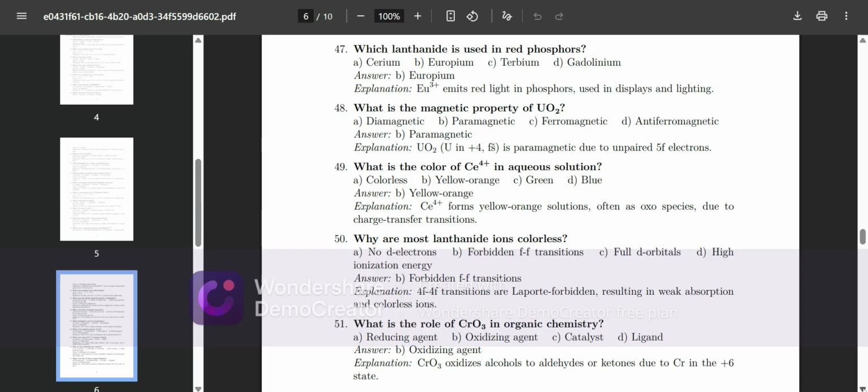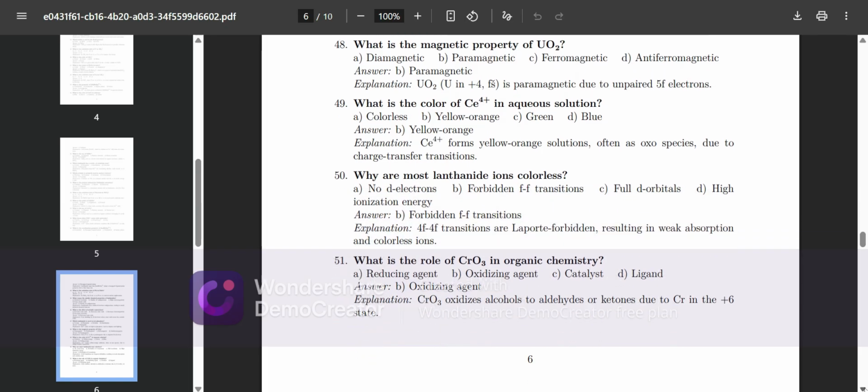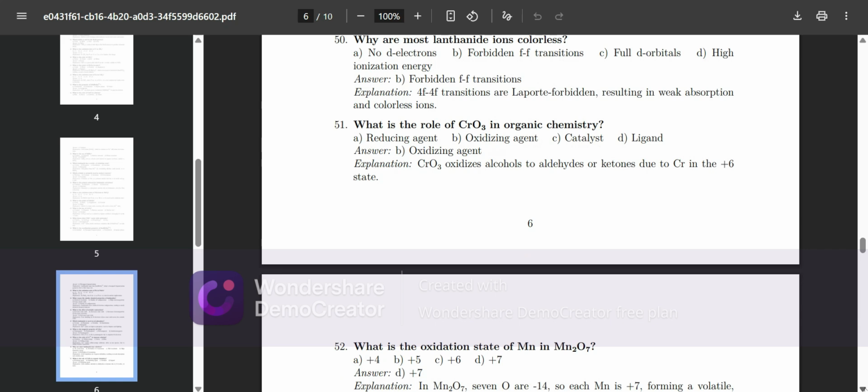What is the color of Ce4+ in aqueous solution? Yellow-orange. Ce4+ forms a yellow-orange solution, often as oxo species, due to charge transfer transitions. Why are most lanthanide ions colorless? Forbidden f-f transitions. 4f transitions are Laporte forbidden, resulting in weak absorption and colorless ions.